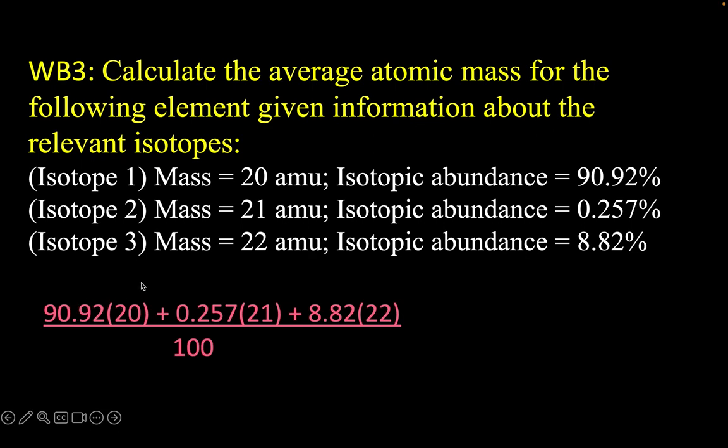Okay, and the abundance adds up to 100. So to find the average, you're going to take the percentage times its mass, plus the percentage times mass for however many isotopes you have, and divide by the total of their percentages, so the total is 100. And you're going to get, in this case, 20.18 atomic mass units. So almost 91% of them weigh 20, a fraction of a percent of them weigh 21, and almost 9% of them weigh 22. But on average, they weigh 20.18, and this number should be somewhere in between the heaviest and the lightest.